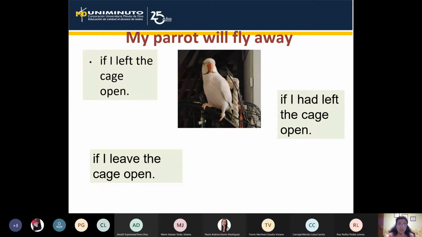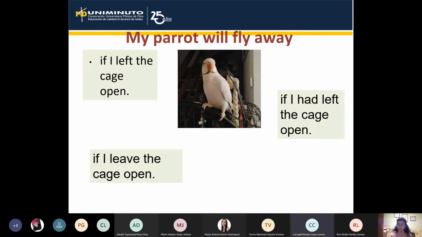Now, this other exercise. My parrot, here you have in the picture the parrot. Okay, you see the picture is a parrot. Will fly away. My parrot will fly away. What do you think is the if conditional to complete the sentence? The sentence here. My parrot will fly away. Se escapará. That is fly away.